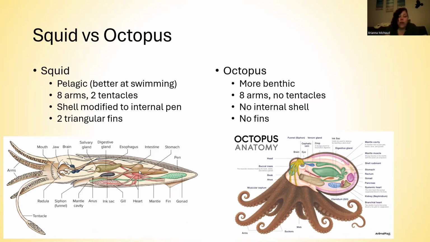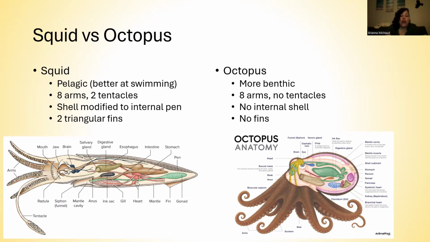In a squid, you actually do have the remnants of a shell. The shell has been modified into what we call the pen. I forget if we get to dissect a squid in this class, but when you dissect a squid, it does feel like a little pen inside the squid, like a little plastic pen, or maybe a quill. That's what's left of the shell in a squid. In an octopus, there is no shell at all. The only hard piece of an octopus is its beak.